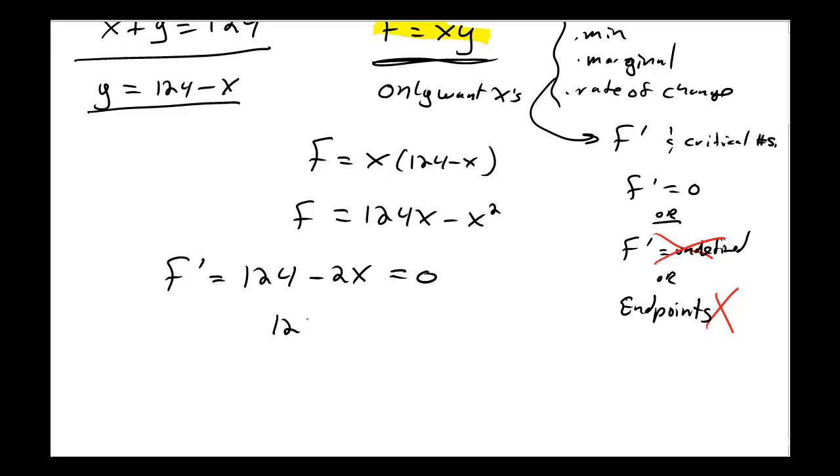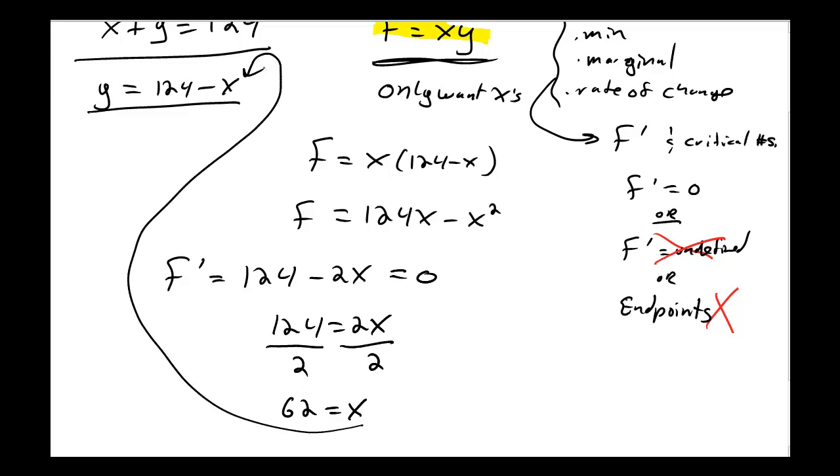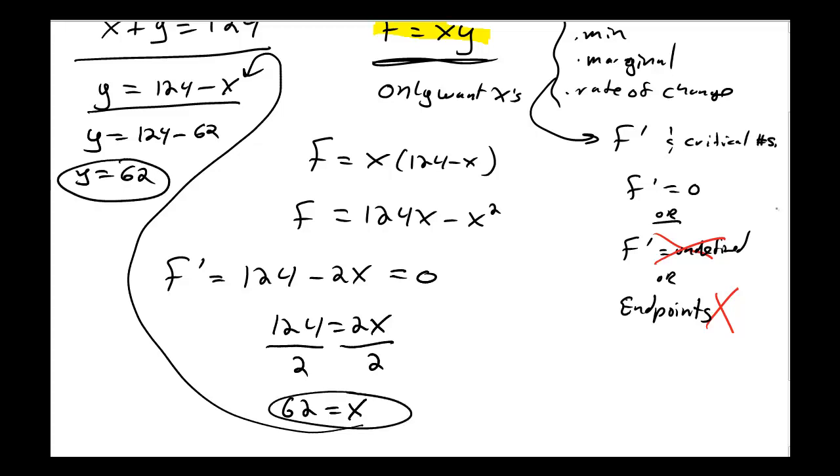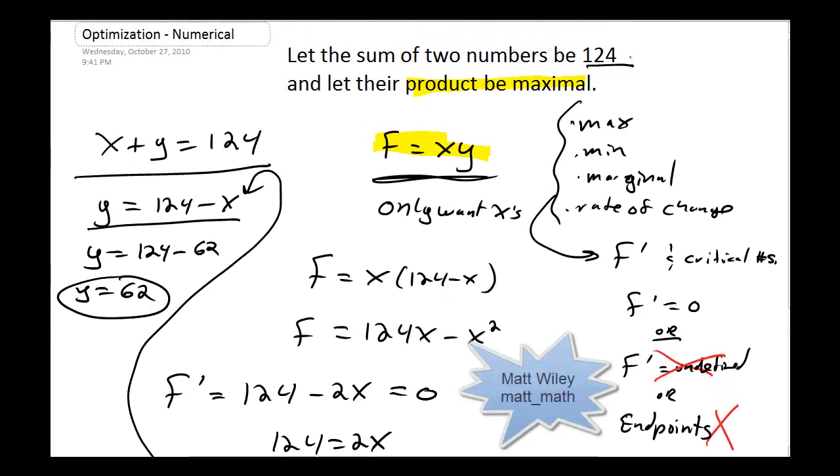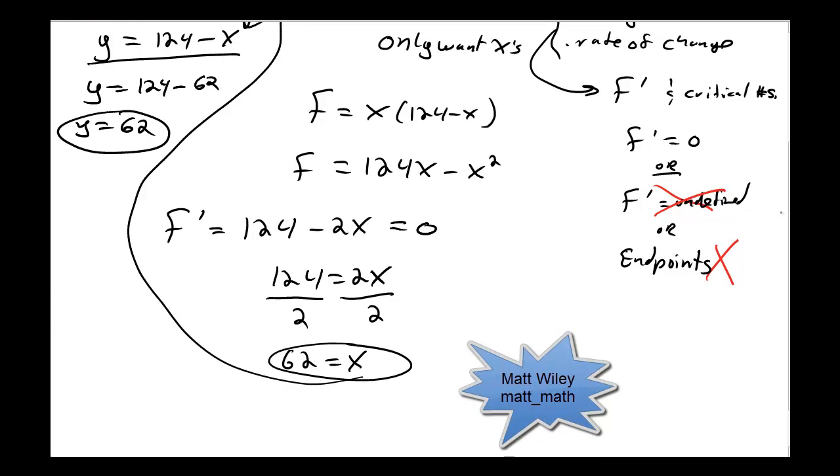Solving this first derivative for 0 tells me that 124 is going to equal 2x. I divide both sides by 2, and I find out that 62 should equal x. I take this answer for x, and I plug it back into the secondary equation, and I find out that y should equal 124 minus 62, which tells me y equals 62. I have my number for x, I have my number for y. I found two numbers. When I sum them together, it equals 124, and when I multiply these two together, it's the biggest possible product that I can get.